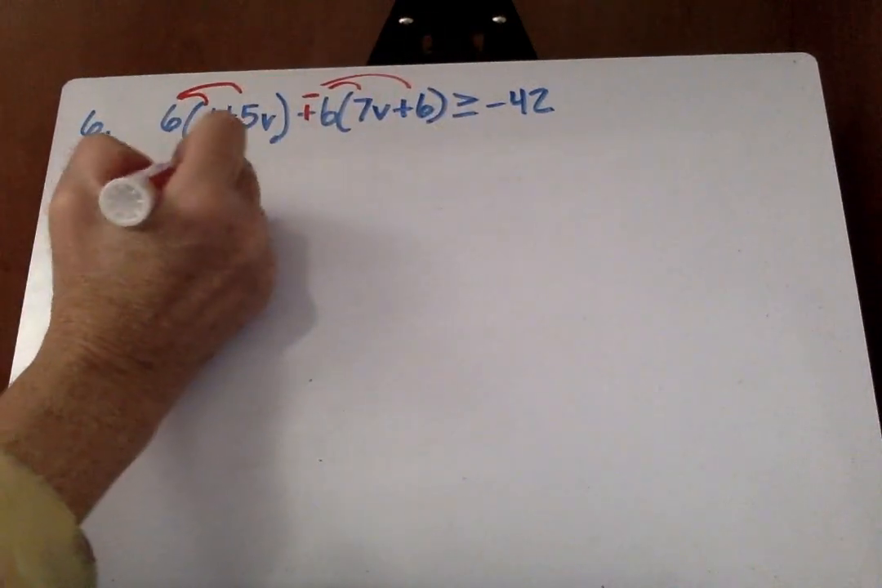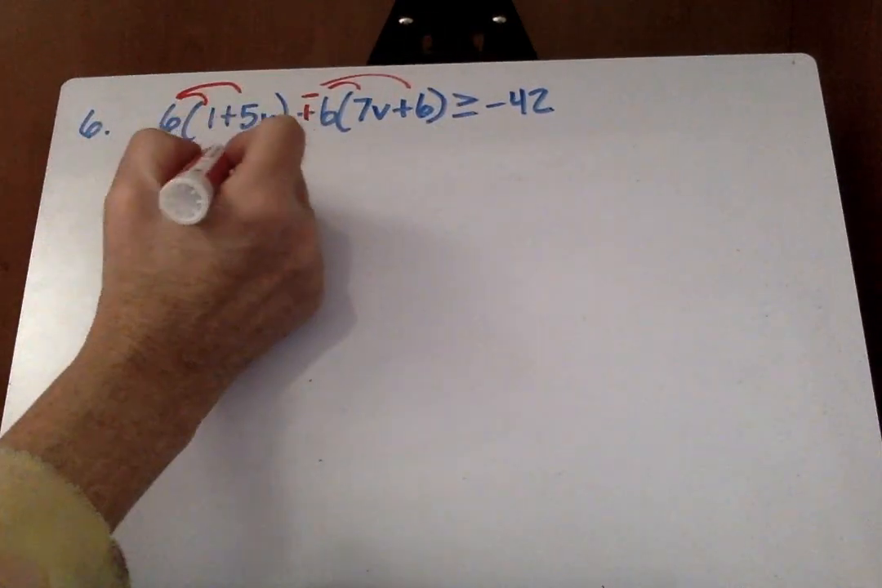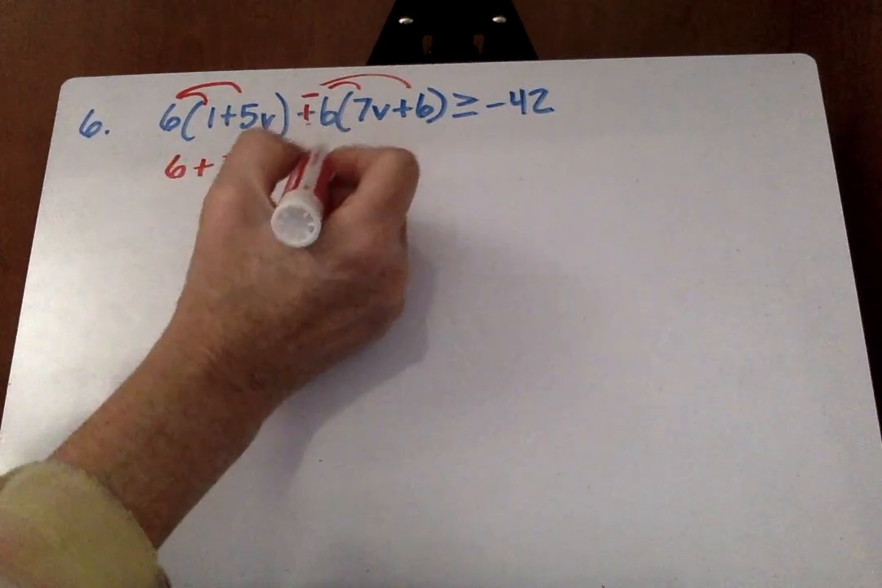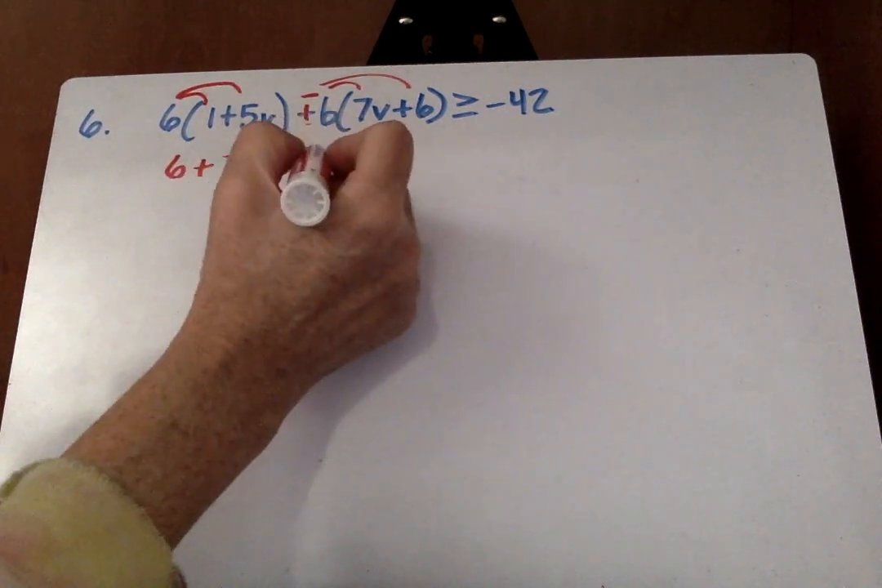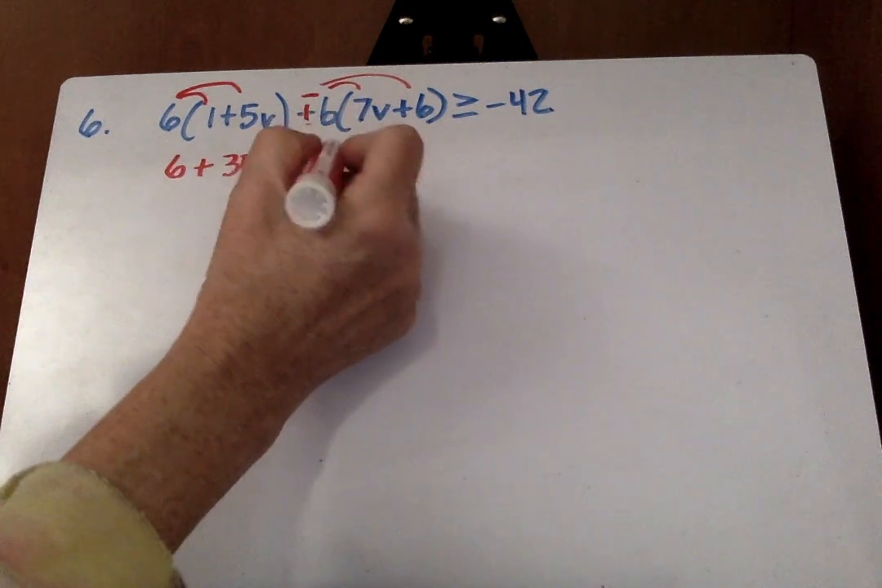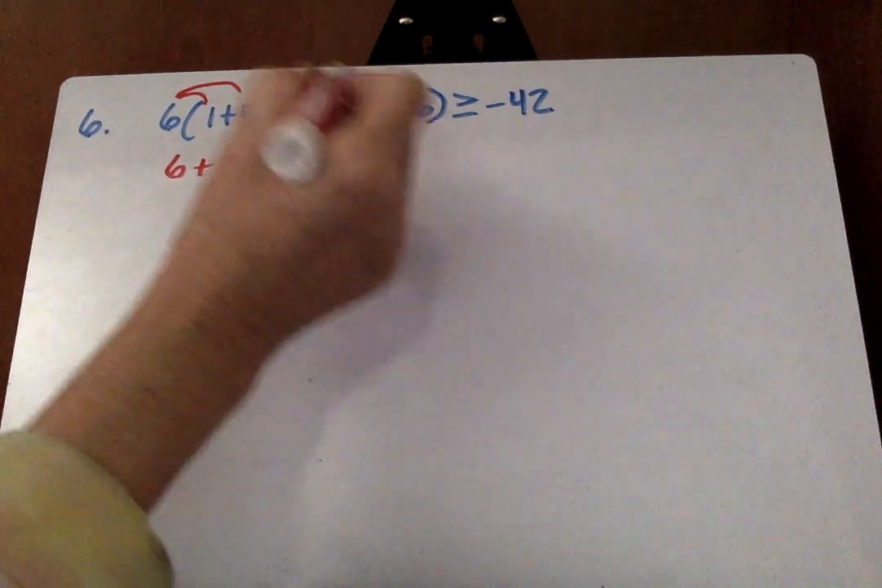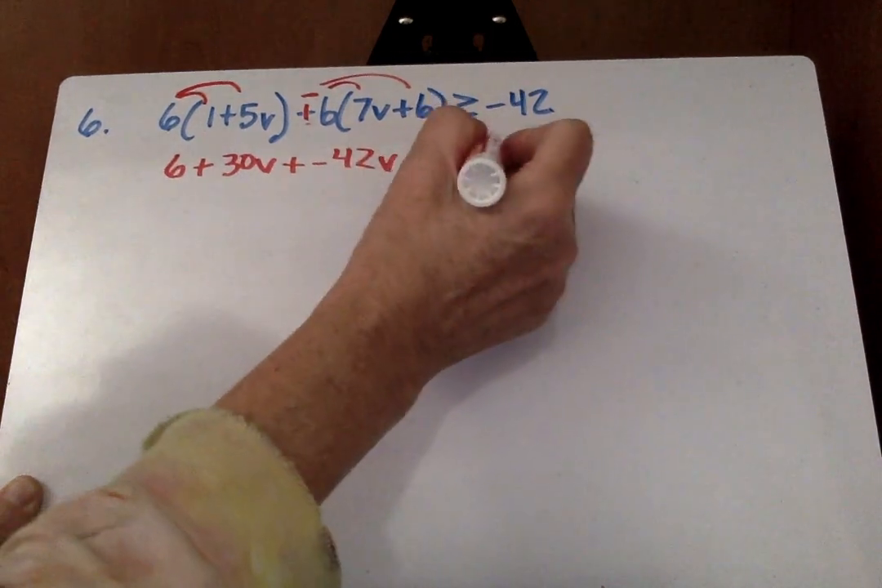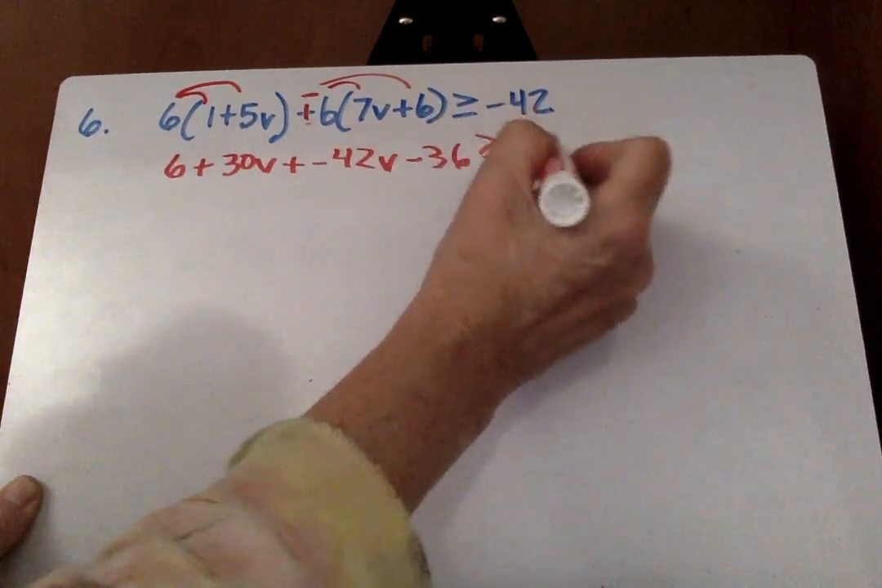6 times 1 is 6. 6 times 5 is 30v. Negative 6 times 7v is negative 42v. Negative 6 times 6 is negative 36. Greater than or equal to negative 42.